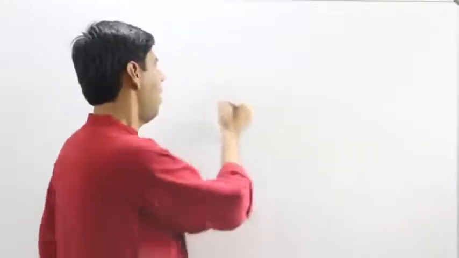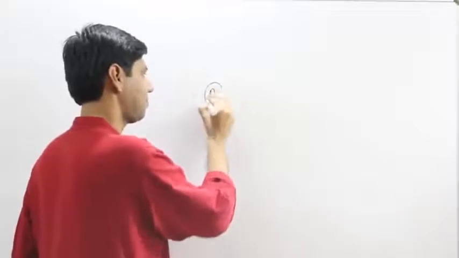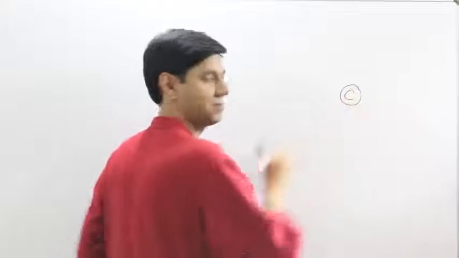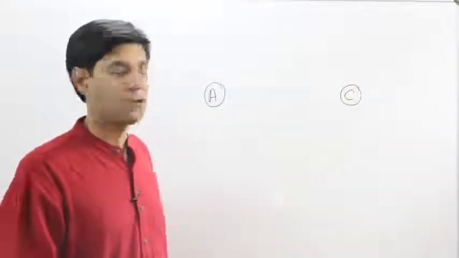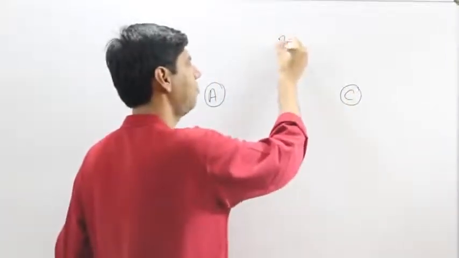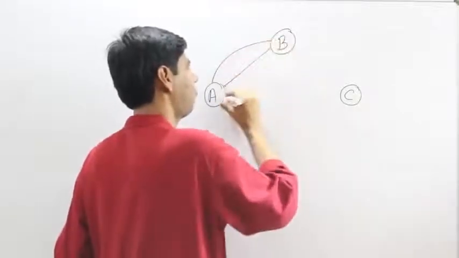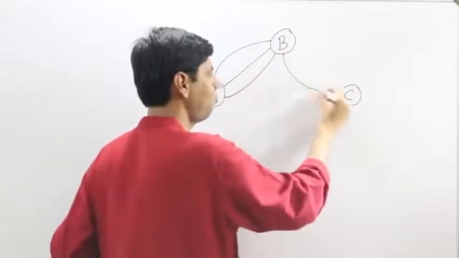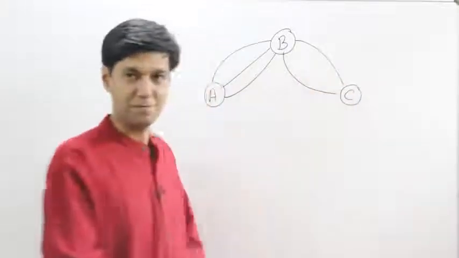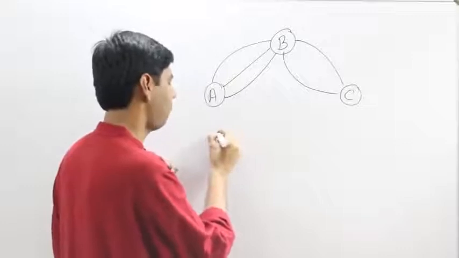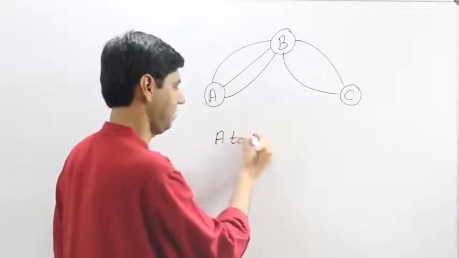A very classic example to understand this concept of or and and. I am at a city A and I have to travel to city C. However, there is no direct route and the only route is through B. There are 3 different routes from A to B and there are 2 routes from B to C. In how many ways can I go from A to C?